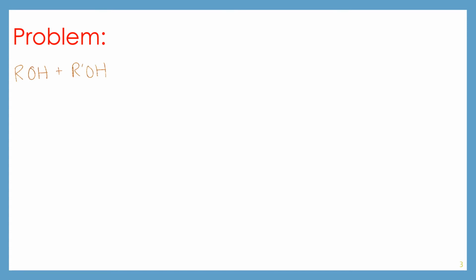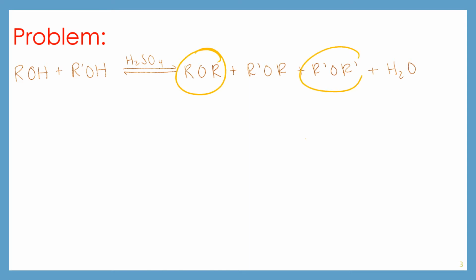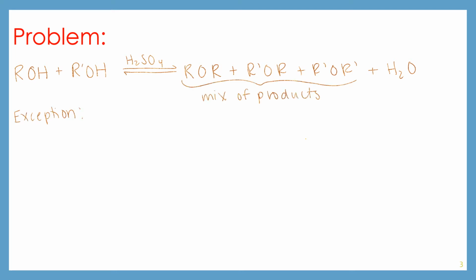So let's say you want to mix together these two alcohols and you want an asymmetric ether. Sure, that's definitely possible, but you could also get two of the same alkyl group on there, and so you could end up making three different ethers. And that's possibly not what you're aiming for. Probably not what you're aiming for, to be honest.